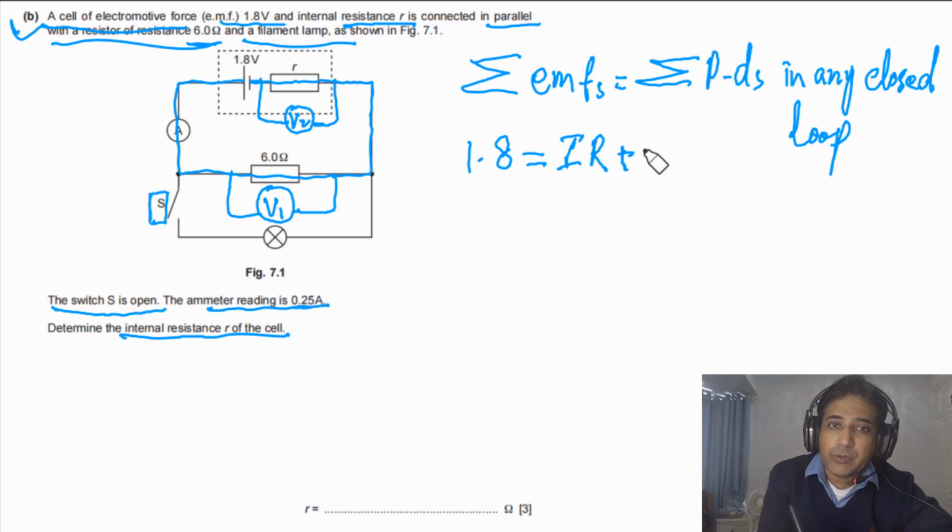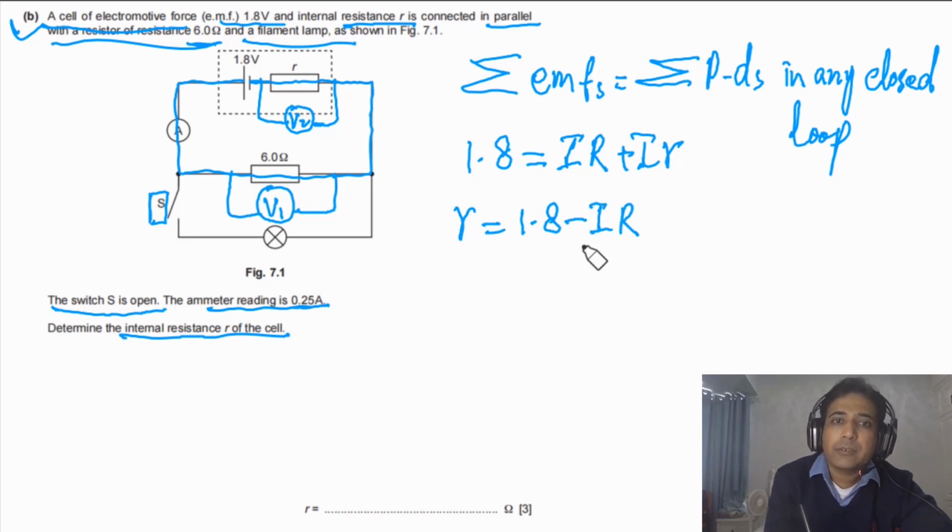So V2 will be equal to I times small r. So we need to find out the value of small r. So we can say small r will be equal to 1.8 minus I times R, and this will be divided by I. So that's all. Now simply plug in values and you will get the final answer.